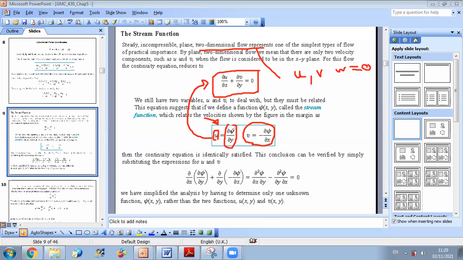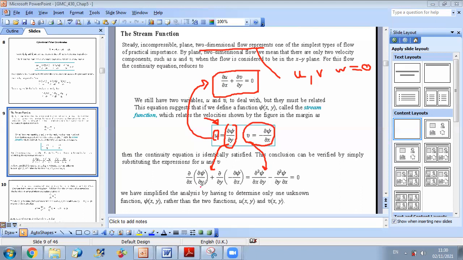So if I can find a function psi in a way that u is del psi by del y and v is minus del psi by del x, then I am sure that this represents the velocity field of a 2D flow. Because what is the condition for conservation of mass? The condition is del u by del x plus del v by del y should be 0. So let us try by using this definition and replacing in the continuity equation, we will verify that this will always be satisfied. So if the way to define psi is to consider that u is del psi by del y and v is minus del psi by del x.